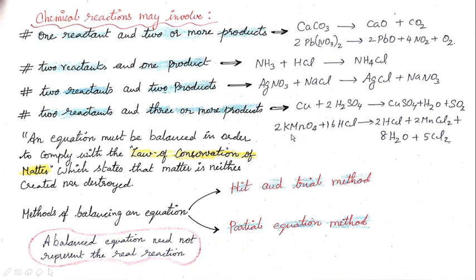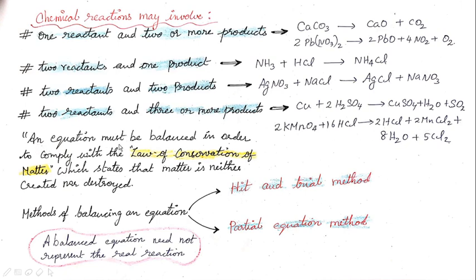And the next one is KMnO4, potassium permanganate, and hydrochloric acid. So two reactants, and on the product side we have four products: hydrochloric acid, manganese chloride, water and chlorine. So you can see different types.